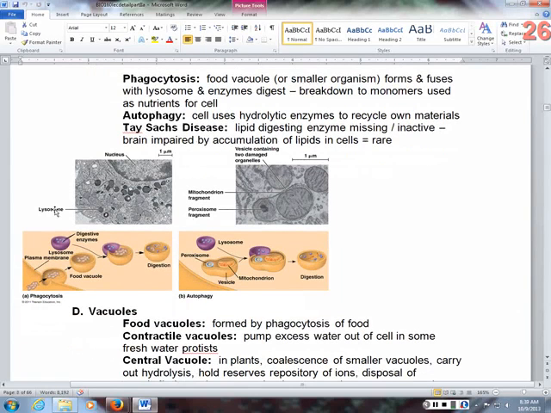So when we do phagocytosis, you can have a food vacuole or a smaller organism or something else that you take into the cell. It's going to fuse with the lysosome, release the enzymes, and then the enzymes digest it and break it down into the monomers that you use.